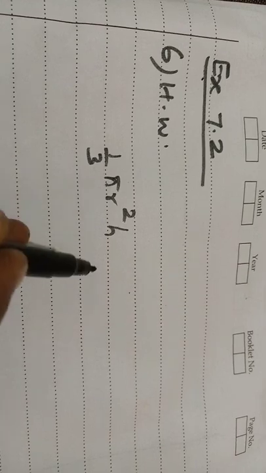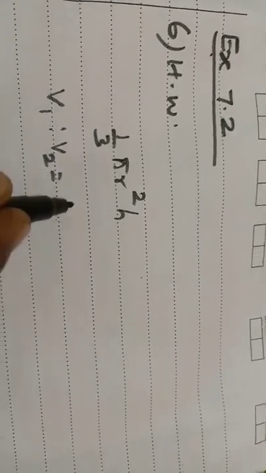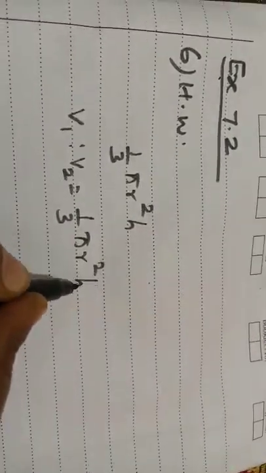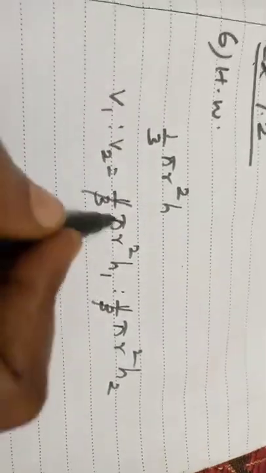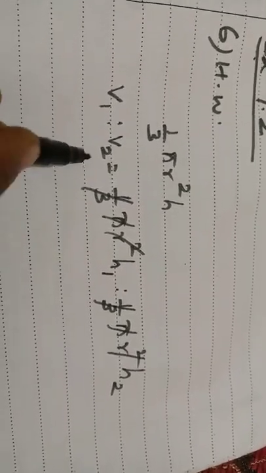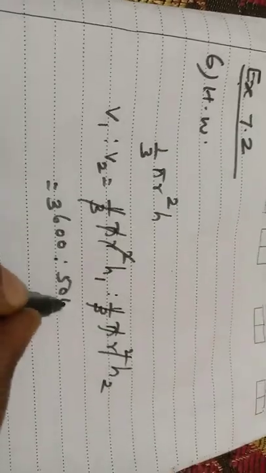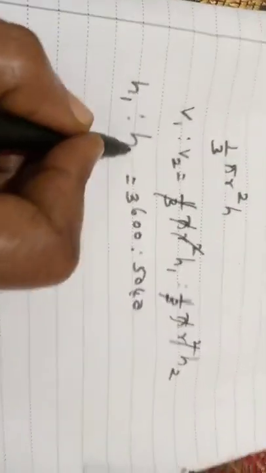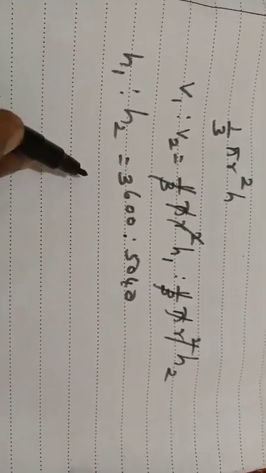So what you have to write? Let r be the radius of the cone. Given the ratio of their volumes, V1 is to V2 equals 1 by 3 pi r squared height 1 over 1 by 3 pi r square height 2. Here 1 by 3 can be cancelled, pi can be cancelled, r square can be cancelled. Then height 1 by height 2 will be there. V1 is to V2 is given as 3600 is to 5040. H1 is to H2 is equal to this value. You have to divide to get the H1 by H2 value. That answer you have to write.